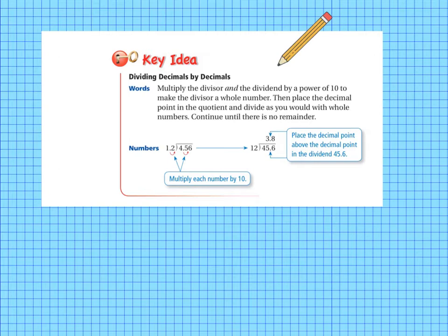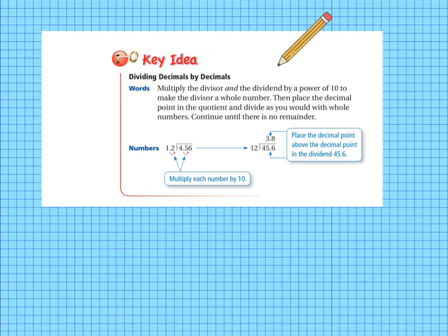Here's another key idea, dividing decimals by decimals. We multiply the divisor and the dividend by a power of 10 to make the divisor a whole number. Then place the decimal point in the quotient and divide as you would with whole numbers. Continue until there is no remainder.